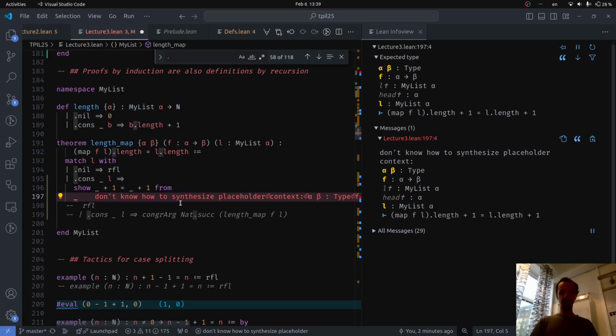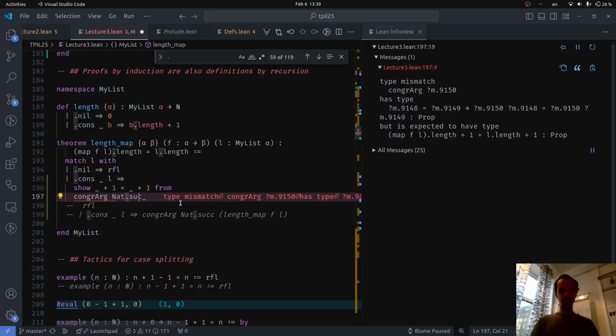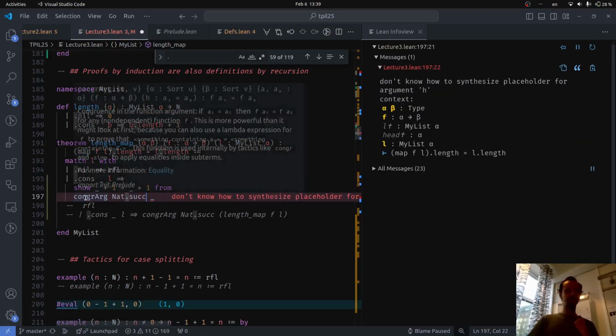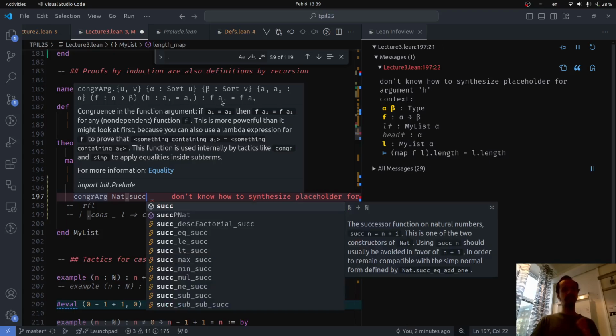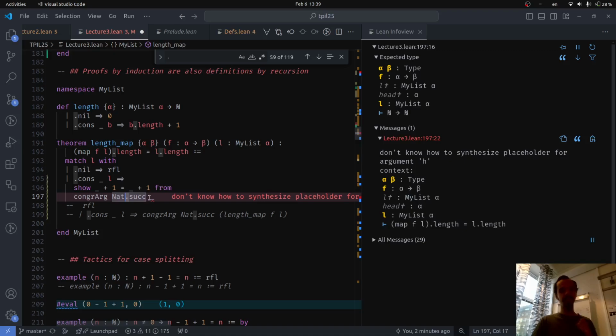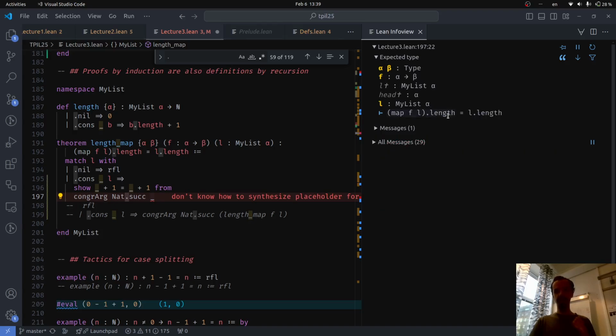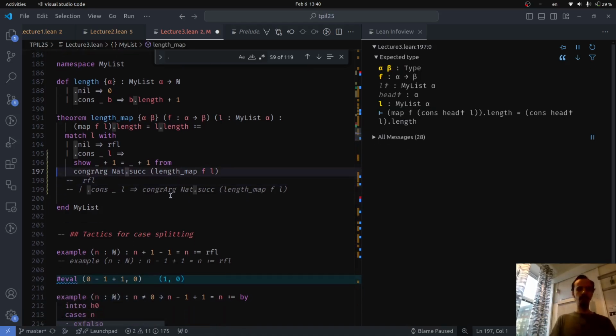So that means that I can use congrArg, which is the theorem that says that if two things are equal, then applying a function to those two things also gives equal results. In this case, I want to apply the successor function to both sides, and now I have to prove this map length. So this is our inductive hypothesis. I don't have an inductive hypothesis here, but I'm defining a function by recursion, so I can just call myself recursively on f and l, and that's a proof.